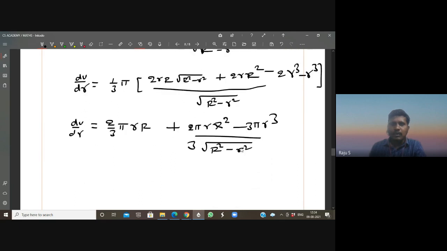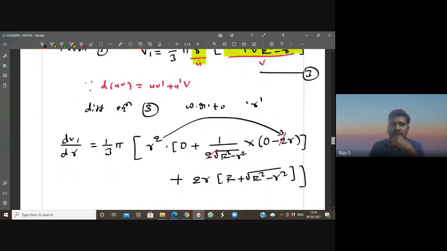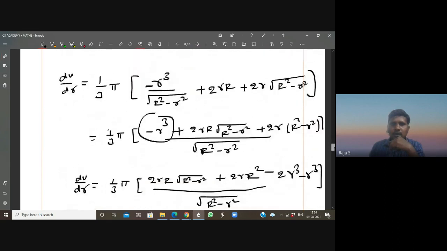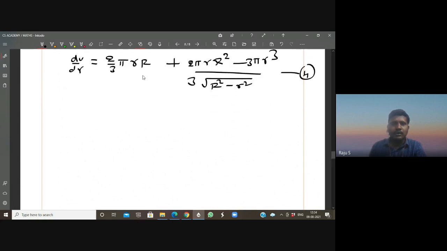Is it clear, students? From the above step I have written this. Is it clear? Yes, absolutely right. Clear? I differentiated this equation 3 with respect to r. Finally, we got this. This is equation 4. So what shall we do for the critical point? For maxima and minima, we equate dv by dr to 0. When I equate to 0, yes students, what is the r value we are going to get?